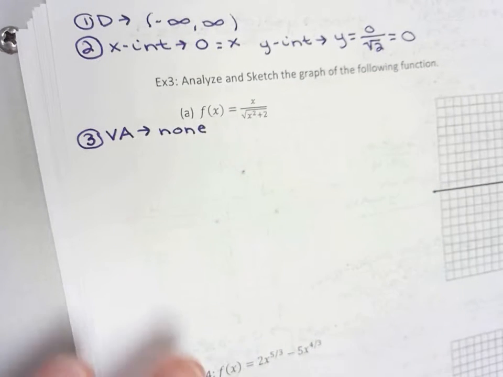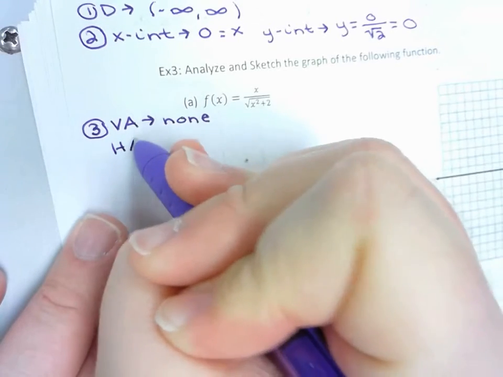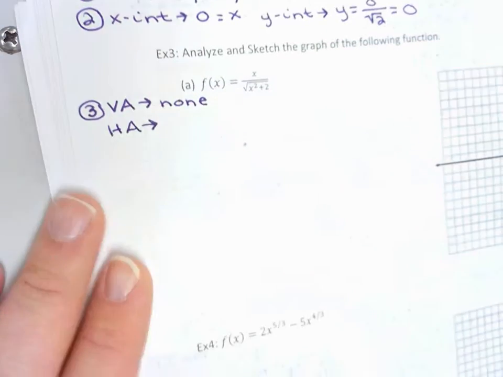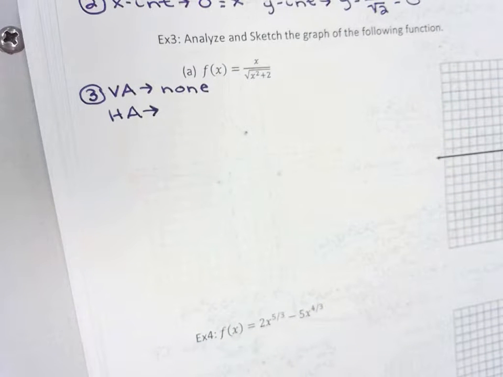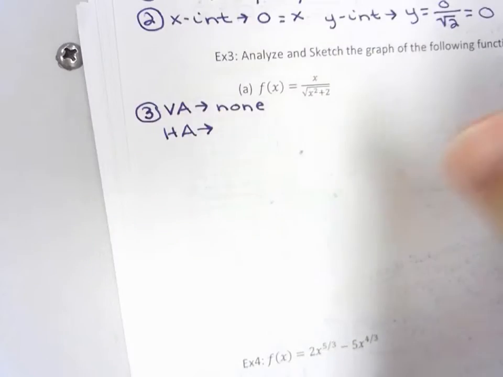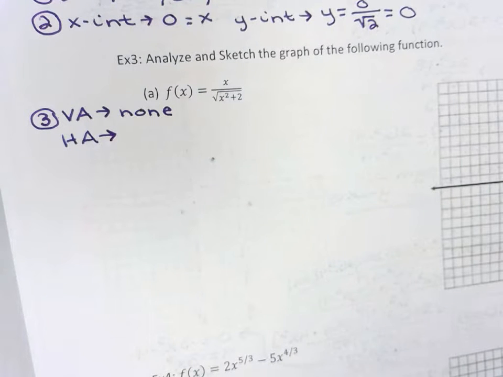My next one, horizontal asymptotes. If I look at my horizontal asymptotes, use this shortcut if you can. We always want to try to use the shortcut if we can. The shortcut we use is by looking at the degrees. So the degree of the top is what? 1. What's the degree of the bottom?